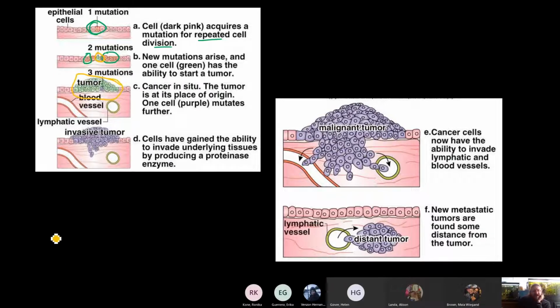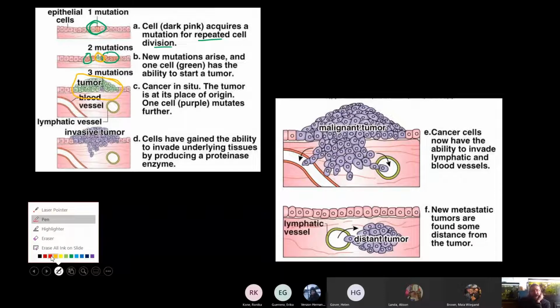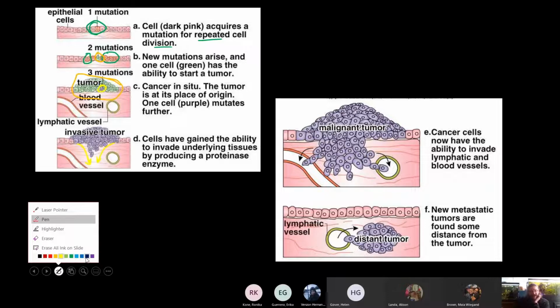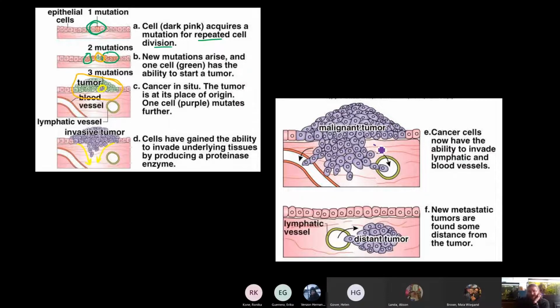And in this example, you have another mutation that allows the tumor to invade the tissue. And then that tumor cell invading the tissue ends up getting into lymphatic vessels or blood vessels. And you get distant tumors. Tumors spreading to new parts of the body.